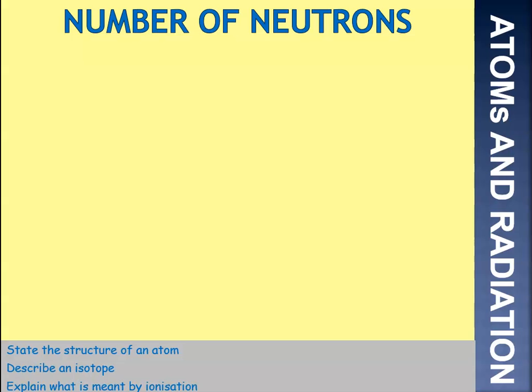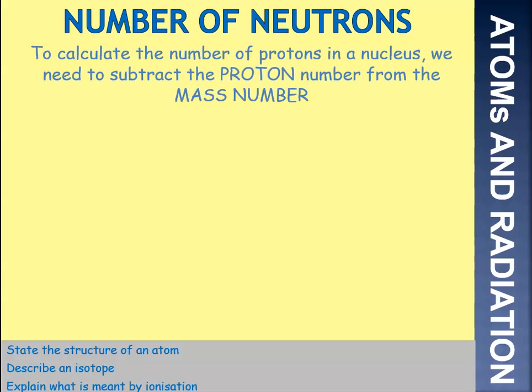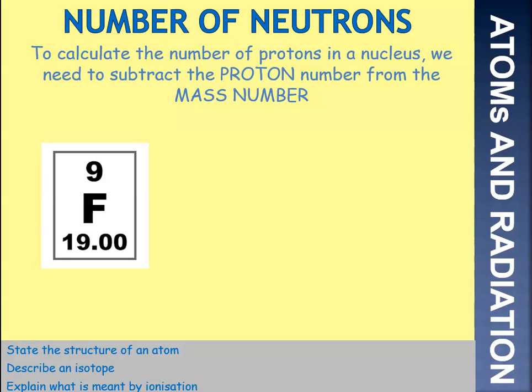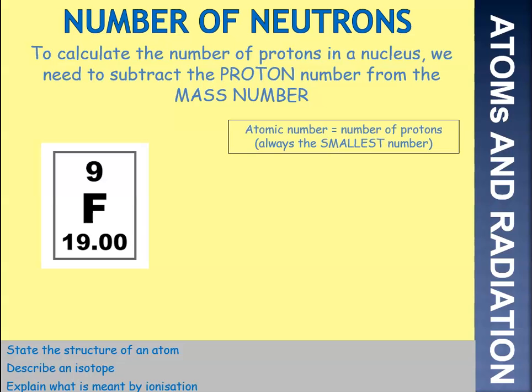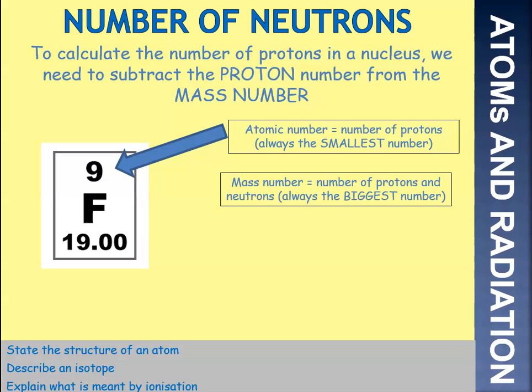Number of neutrons. How do we work this out? Well, to calculate the number of neutrons, we need to subtract the proton, or the atomic number, from the mass number. Another example here is fluorine. Fluorine, as we can see, has got an atomic number of 9, always the smallest number, and a mass number of 19. So it's got 19 protons and neutrons and 9 protons.